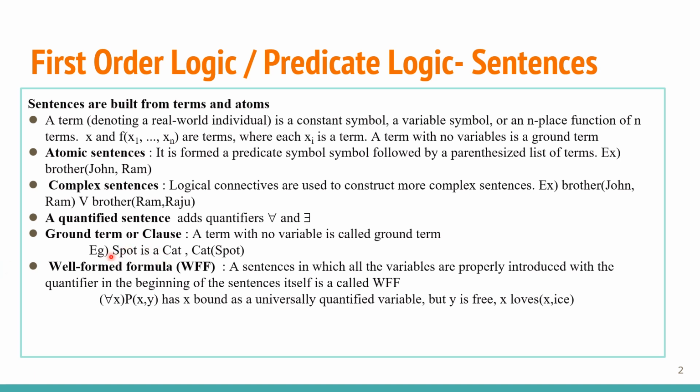For example, this is a sentence: Spot is a cat. So here Spot is a subject, is a cat is a predicate. How to write this in predicate logic: cat of Spot. And in a well-formed formula, we are able to represent all the sentences with quantifications.